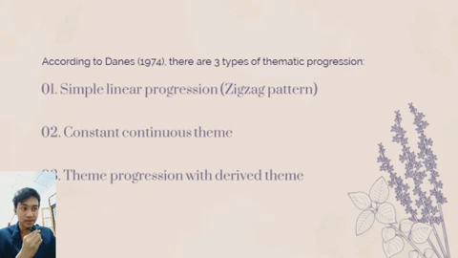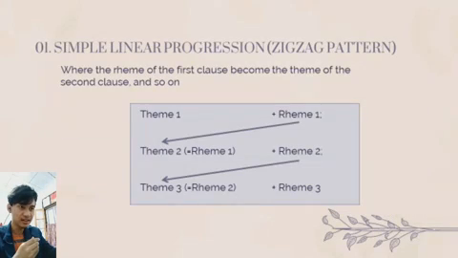There are three types of thematic progression according to Daines, which are simple linear progression or the zigzag pattern, constant continuous theme, and progression with derived theme. Now, let's discuss the simple linear progression or the zigzag pattern. In this progression, the rheme of the first clause becomes the theme of the second clause. So the rheme becomes the theme of the next clause, and the process goes on and so on.